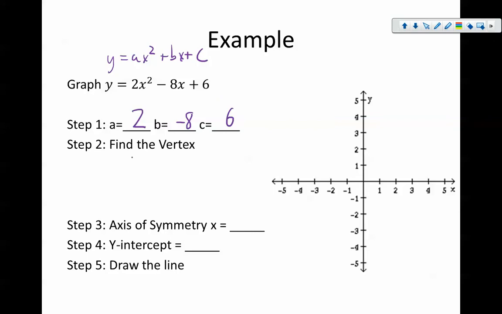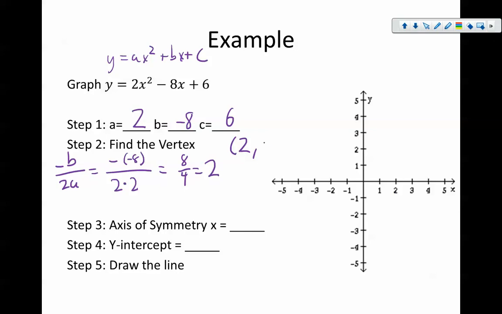Step 2. Now we find the vertex. The vertex is found by taking -b over 2a. So we're going to take our values, -8, because that's my b, so this is +8 over 2 times 2, which is my a value. So this is +8 over 4, or 2. So my vertex starts with 2 for the x value, right? I know it's going to be over here somewhere.